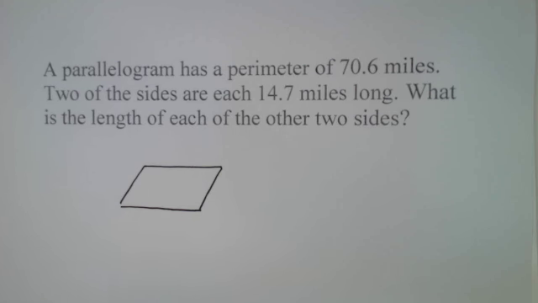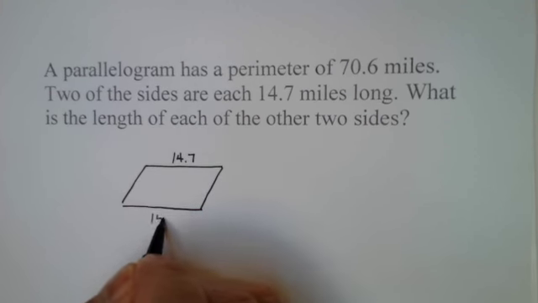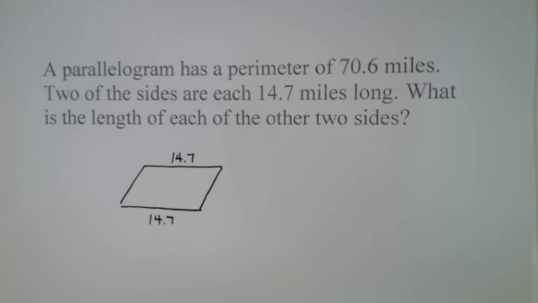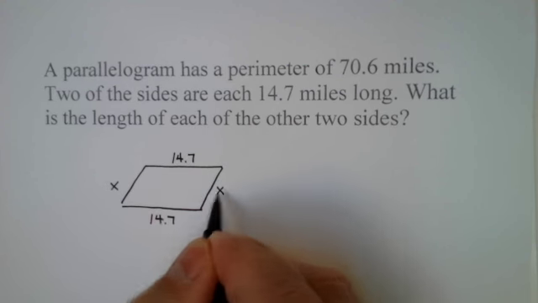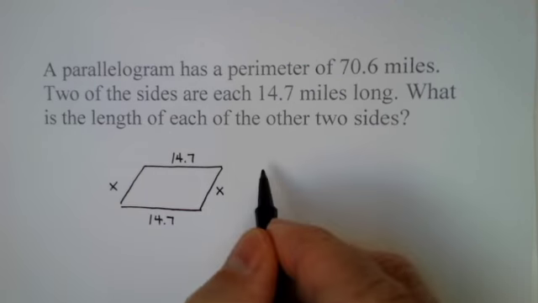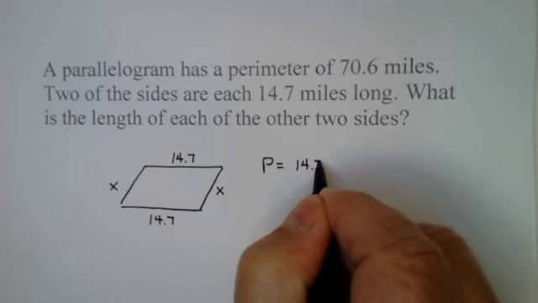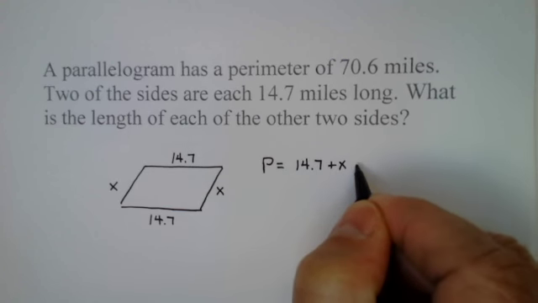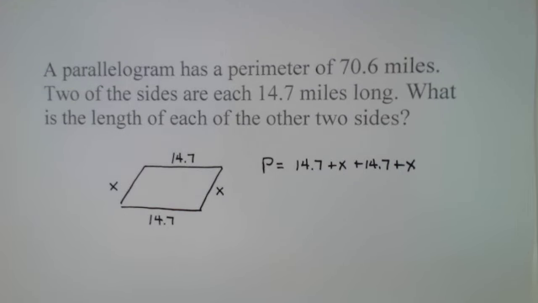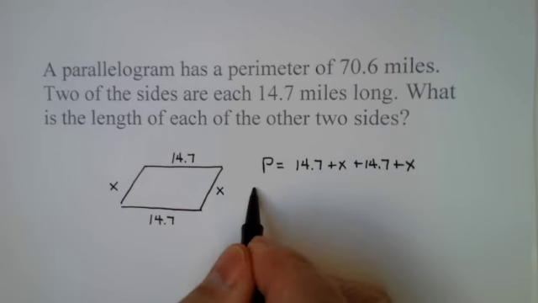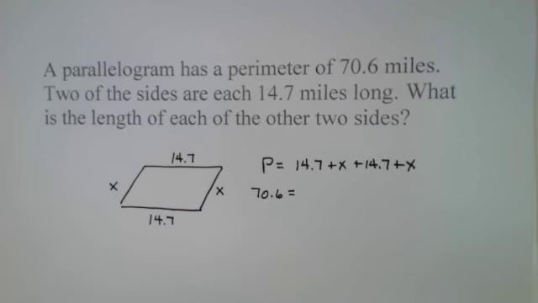2 of the sides are 14.7. So I just pick 2 sides, the top and the bottom. Label those. I don't know what these other 2 sides are, so I'm going to label those X. Remember, to find the perimeter, I have to add all these sides up. That's 14.7 plus X plus 14.7 plus X. It told me what the perimeter is. It's 70.6.